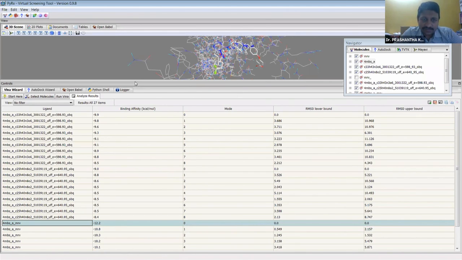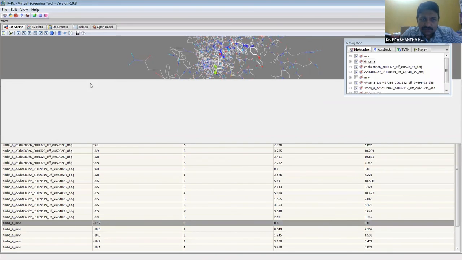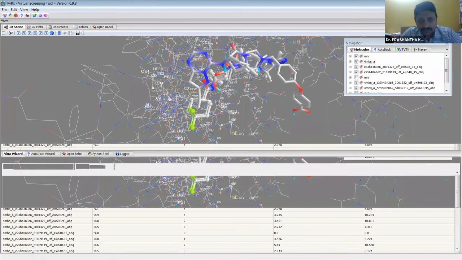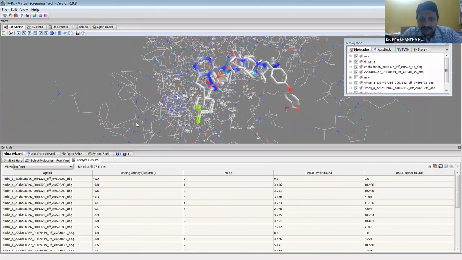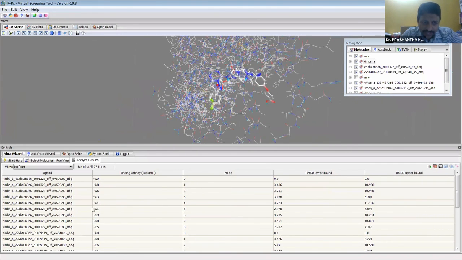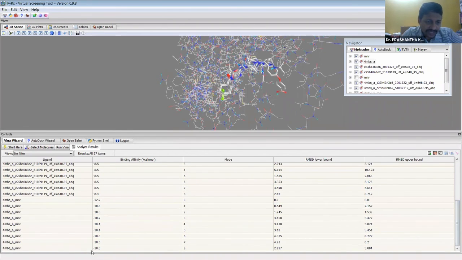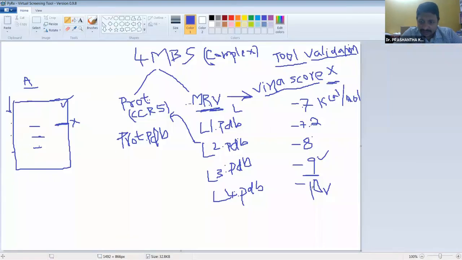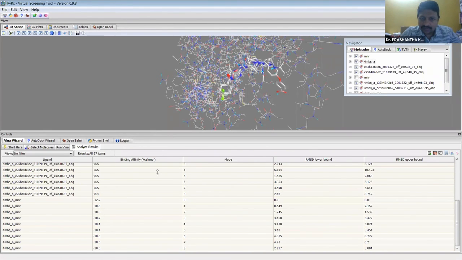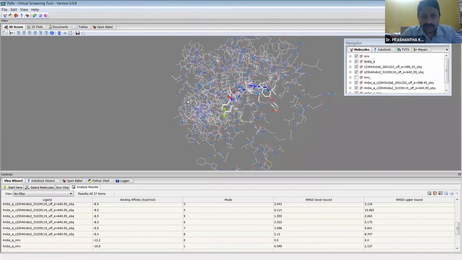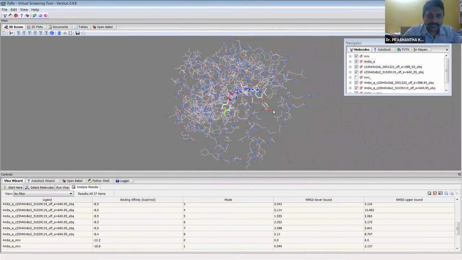Now in most of the cases, our crystallographic ligands will have a better energy, like minus 9, minus 10. That is why even when I was explaining, minus 10, minus 9, like this only our energies will be. Now, this is what the entire docking is.